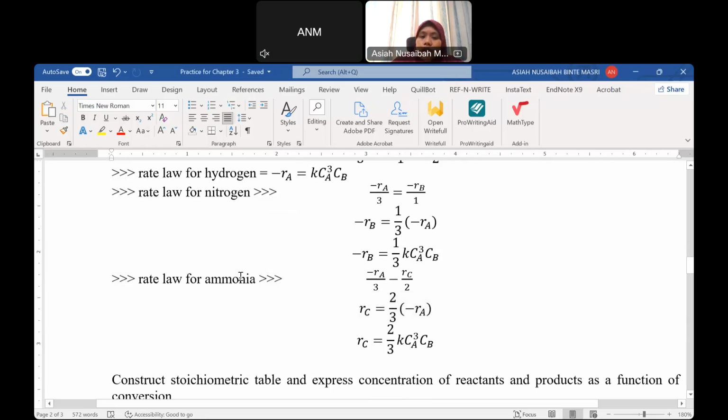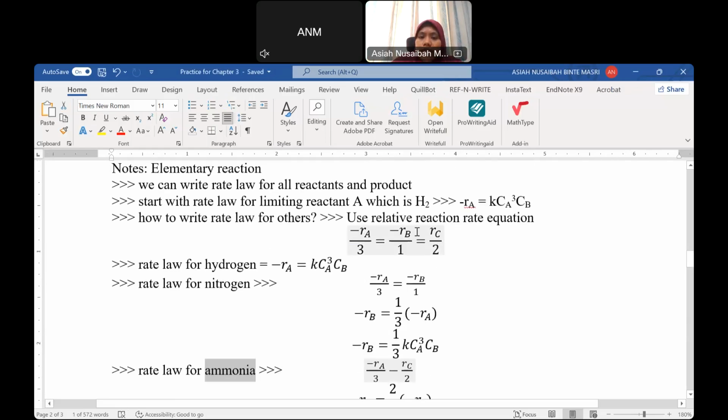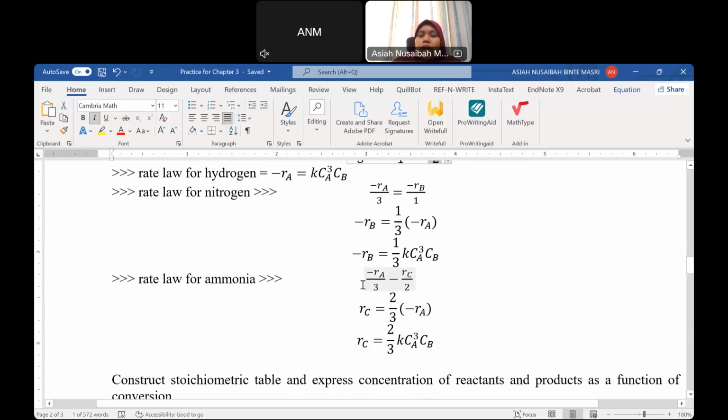Then the rate law for ammonia, which is the product. From the relative rate equation, we take this part and this part, which is the product. So we have minus Ra over 3 is equal to Rc over 2, okay? So we rearrange, transfer 2 to the other side. We get Rc, this time positive, is equal to 2 over 3 times minus Ra. We know already minus Ra is equal to K Ca^3 Cb. Then we put it into the equation, we get Rc is equal to 2 per 3 K Ca^3 Cb. Finished, settled for the rate law.